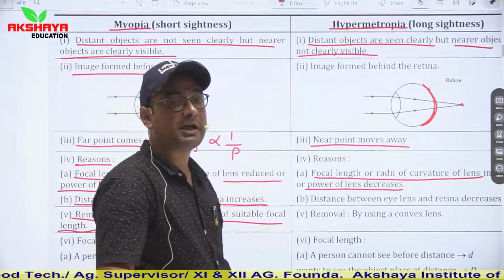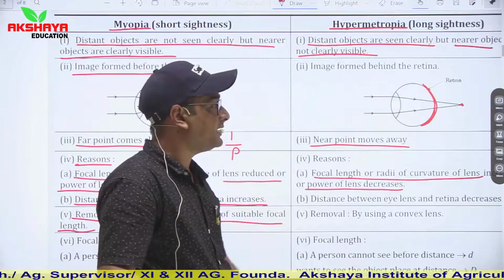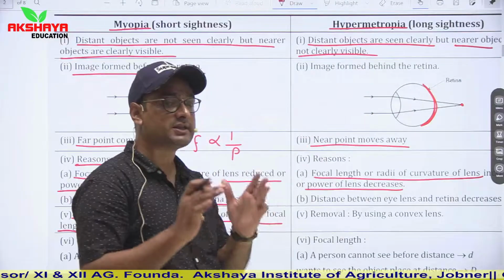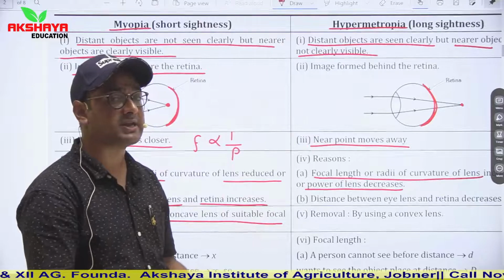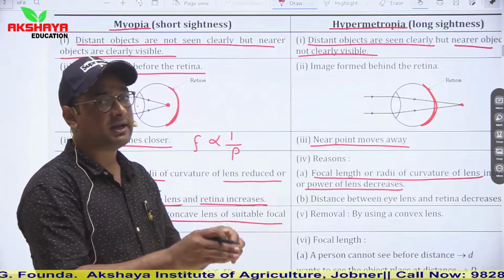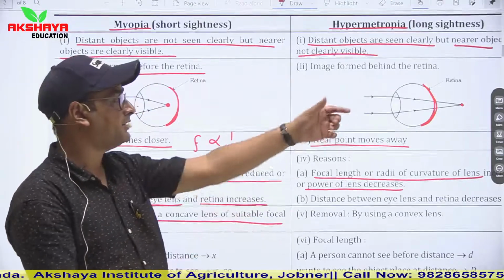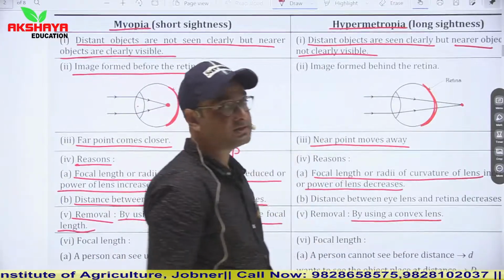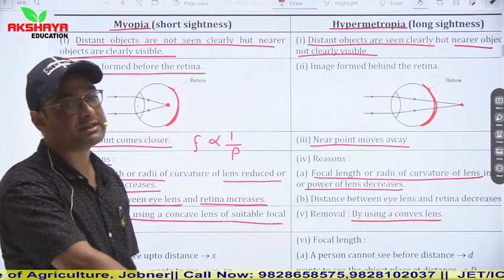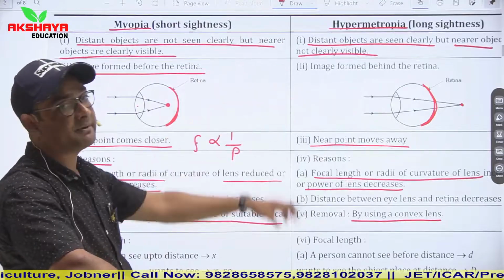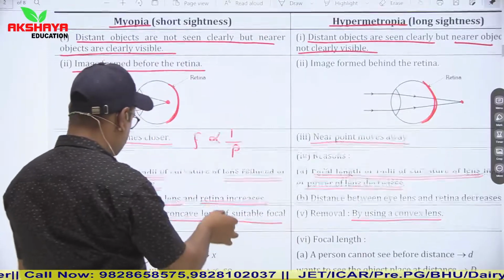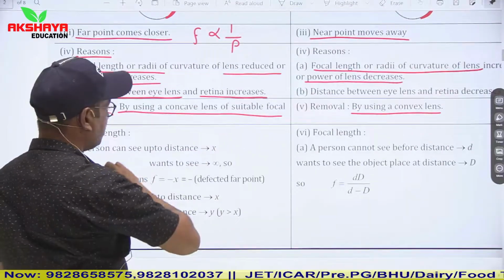While in the case of hypermetropia, we can clearly see that the image is formed after the retina. It means we require a lens which can converge the light rays near the retina or just before that point. So it can be done by using a converging lens. It means we will use a convex lens to correct hypermetropia. Then next is focal length.